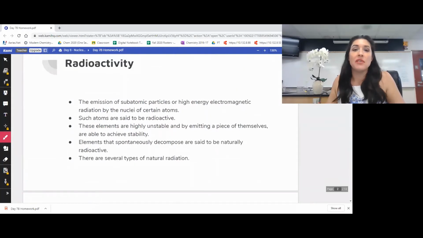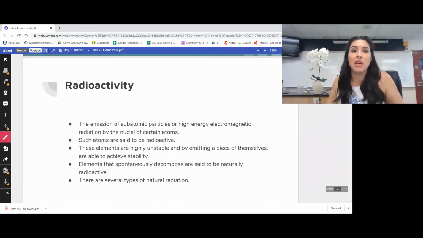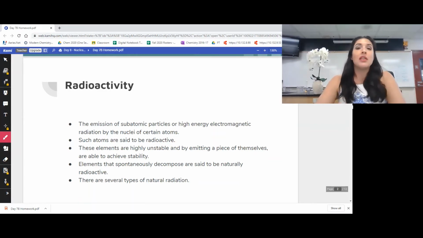Anytime you have an emission of either subatomic particles or energy from a nuclei of an atom, that's called being radioactive. So when that is happening to a specific nuclei, we say that that atom is radioactive. Some elements are highly unstable in their various isotopes, and by emitting a small piece of themselves, either in the form of something that has mass, like a particle, or some sort of energy, like a gamma ray, for example, we say that they are able to achieve better stability. They go from an unstable to a stable situation. There are elements that do this spontaneously, and we say that those are naturally radioactive.